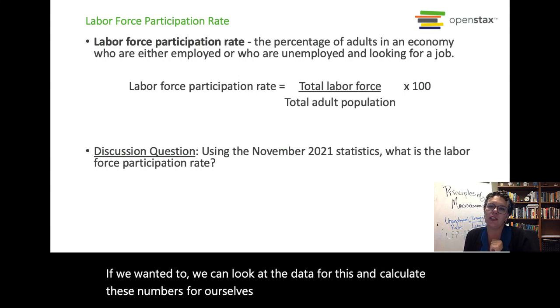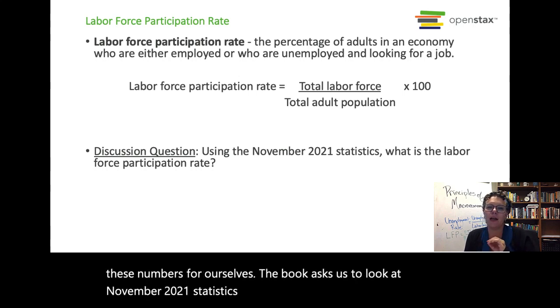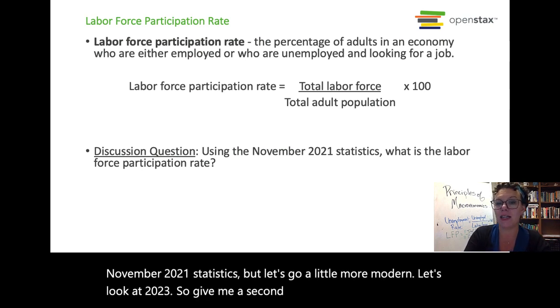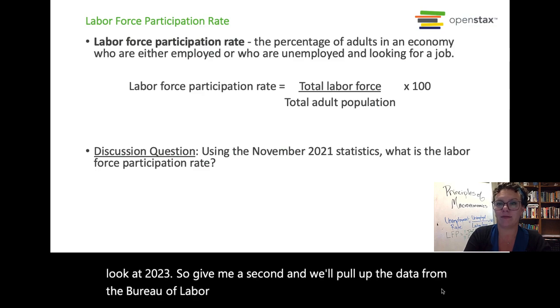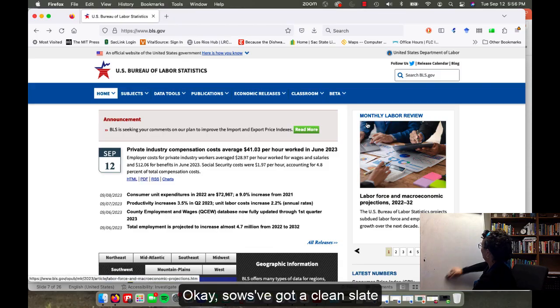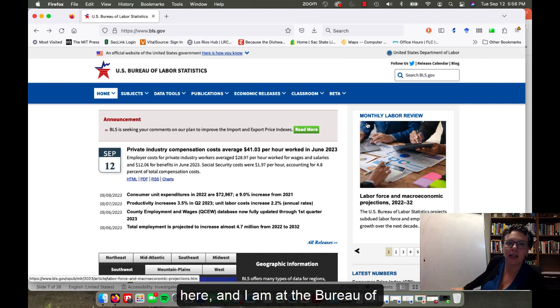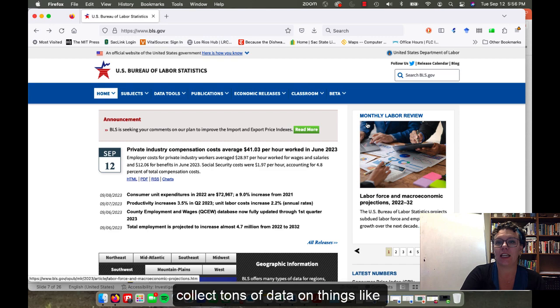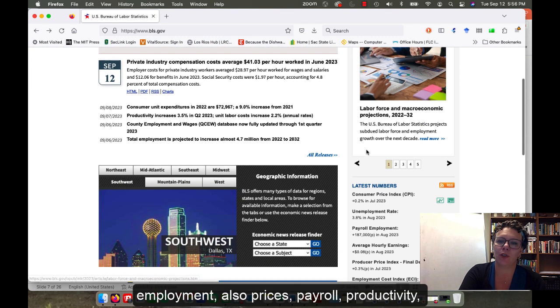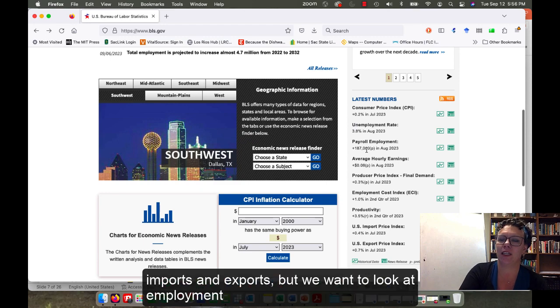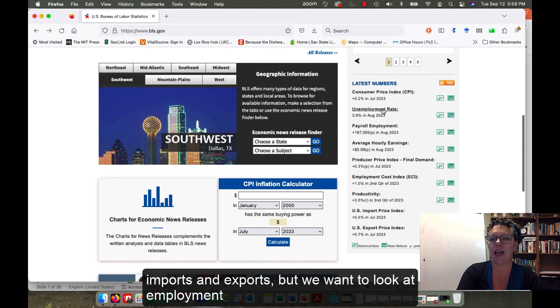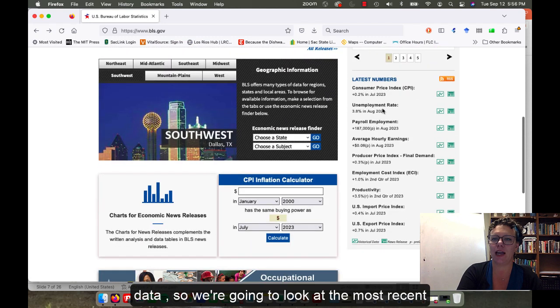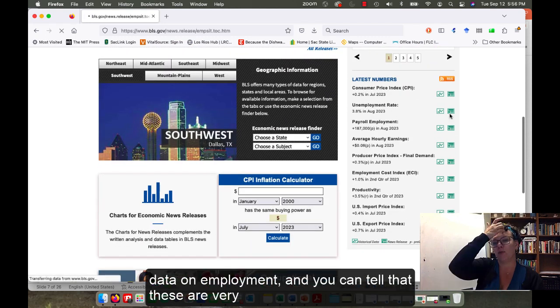The book asks us to look at November 2021 statistics, but let's go a little more modern. Let's look at 2023. So give me a second and we'll pull up the data from the Bureau of Labor Statistics. Okay, so got a clean slate here. And I am at the Bureau of Labor Statistics website. So it's just bls.gov. And they collect tons of data on things like employment, but also prices, payroll, productivity, imports, and exports. But we want to look at employment data. And so we're going to look at the most recent data on unemployment.